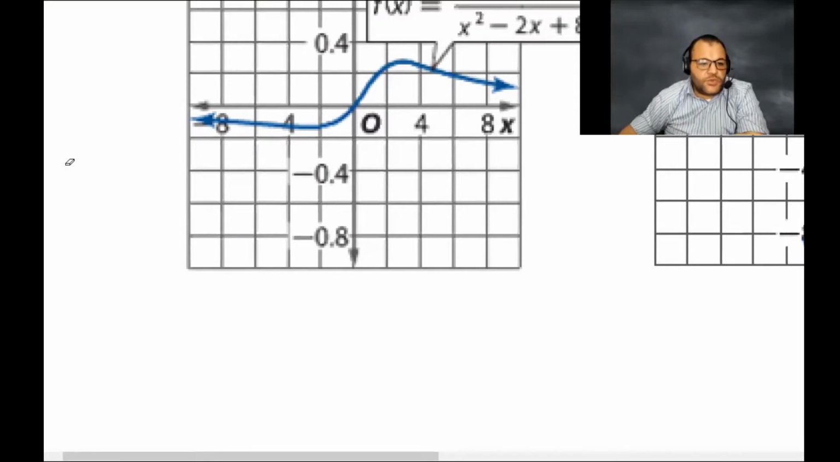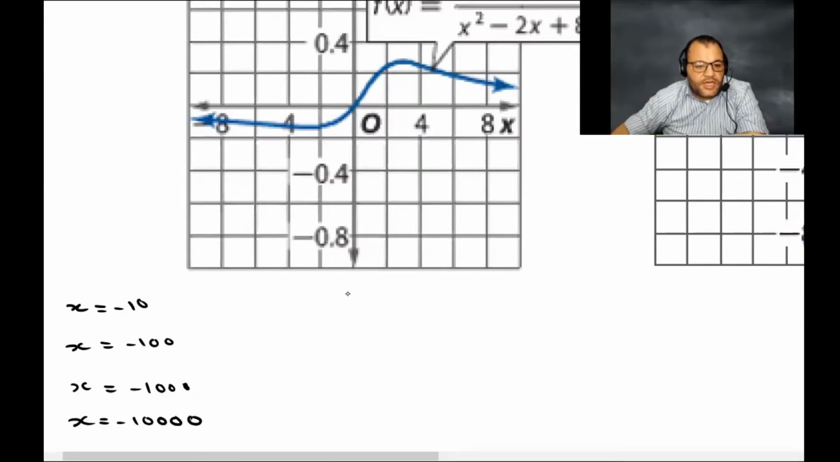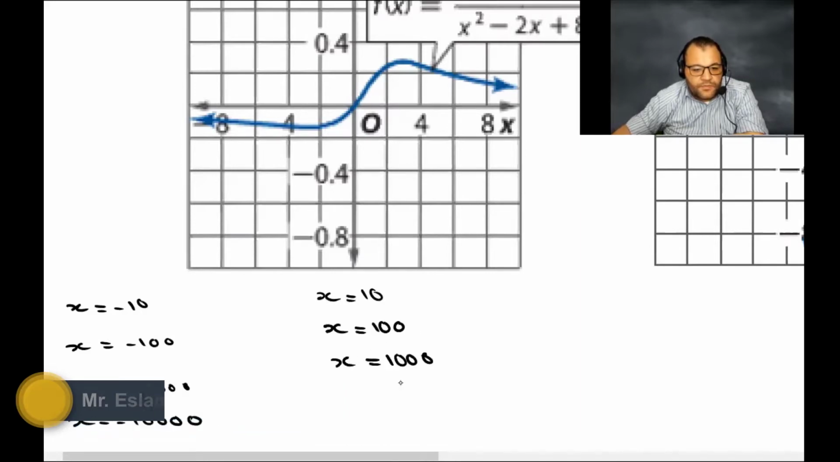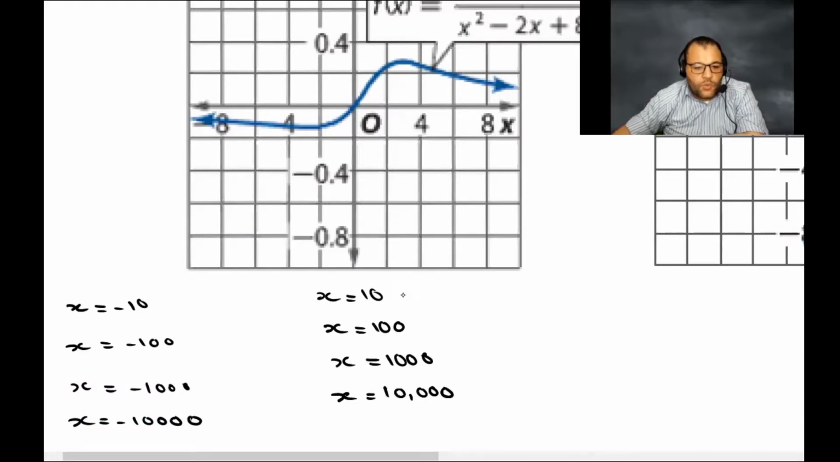So for the first one, let x equal negative 10, then x equals negative 100, x equals negative 1000, x equals negative 10,000. That's from the left side. And from the right side, let x equal 10, x equals 100, x equals 1000, x equals 10,000. What is the answer that you will find?